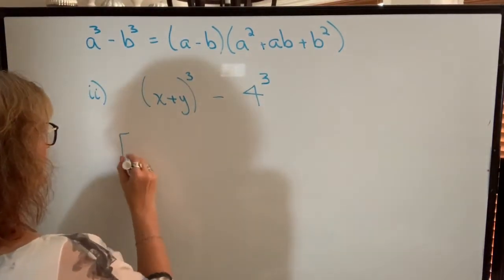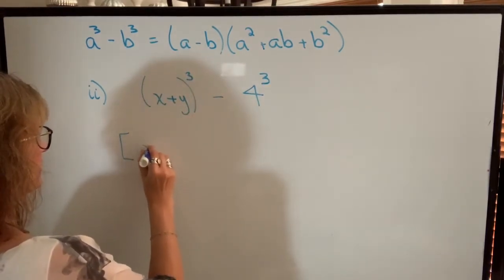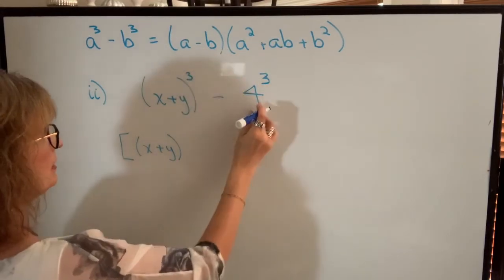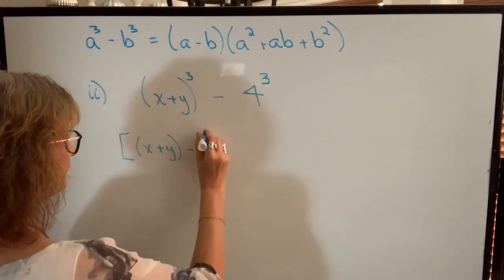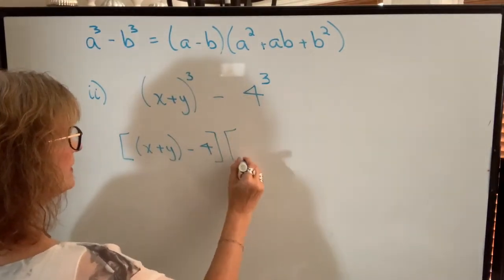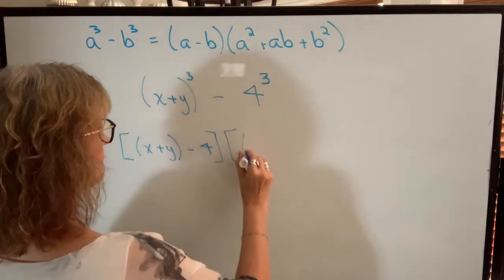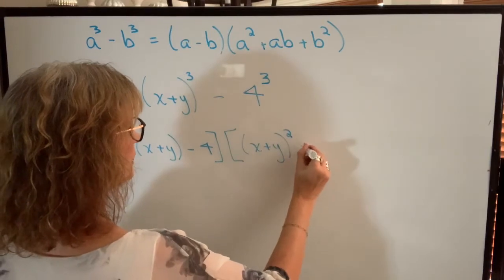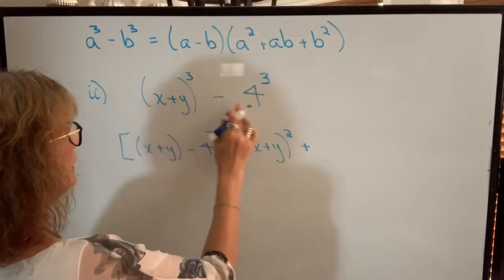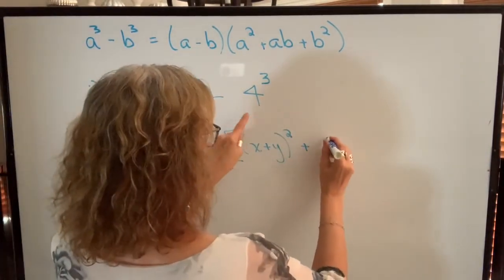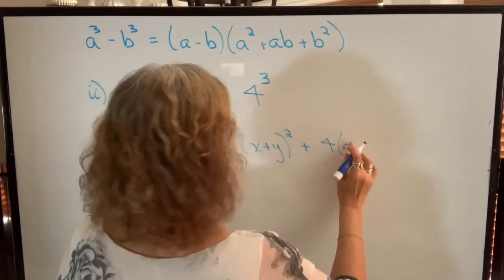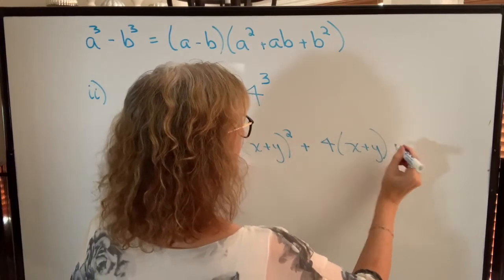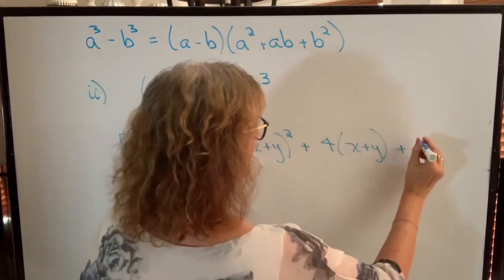So to start off with, a, which is x plus y, minus b, b is a 4, times a squared, so a is x plus y, plus a times b. I'll just put the 4 first. So 4 plus x plus y, plus b squared, which would be 4 squared.